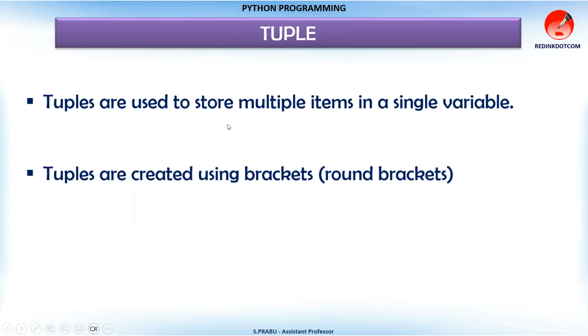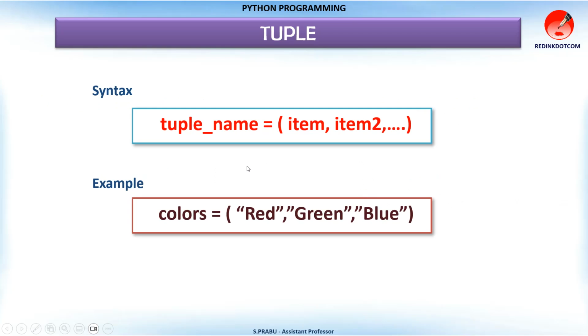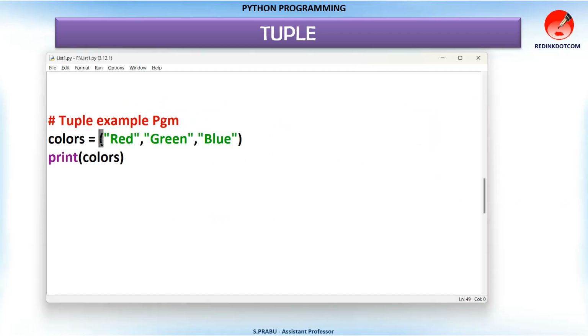A tuple is also like a list, it stores multiple items in a single variable. It also contains different data types and it is created by round brackets. So this is the syntax for creating a tuple. We give the tuple name, and within the round brackets, we insert the items. So instead of square brackets, I use round brackets. So colors is treated as a tuple.